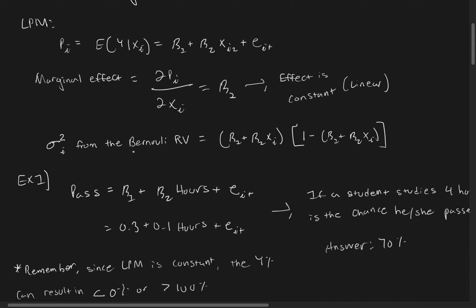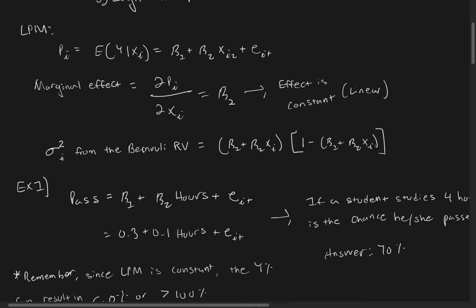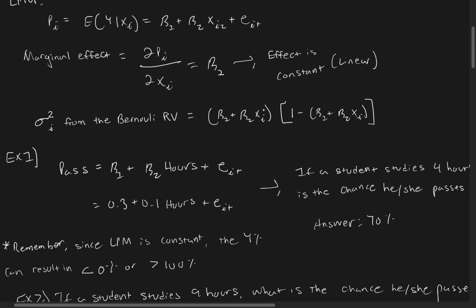What's not the same is the way the variance is calculated. Because we are analyzing a binary dependent variable, we have to write the formula of the variance of a Bernoulli random variable, which is given here: the chance of something happening, which is the regression function, times the chance of it not happening, which is just 1 minus the probability given by the regression function.